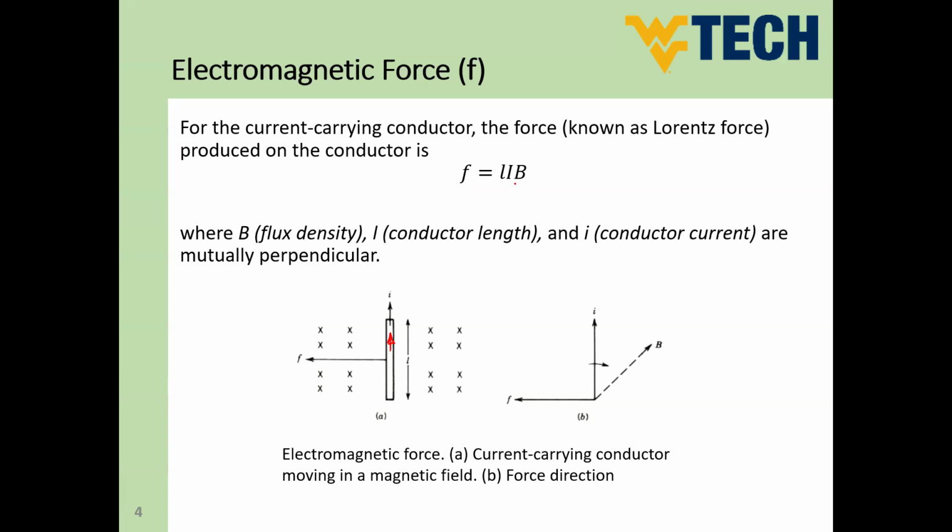What are these terms? L is the length of this conductor. I is the current flowing in this conductor. And finally, B is the magnetic field density that is applied to this conductor. So this is the force that will be applied to a conductor if we have this conductor carrying current in a magnetic field. Okay, so this is called Lorentz force.